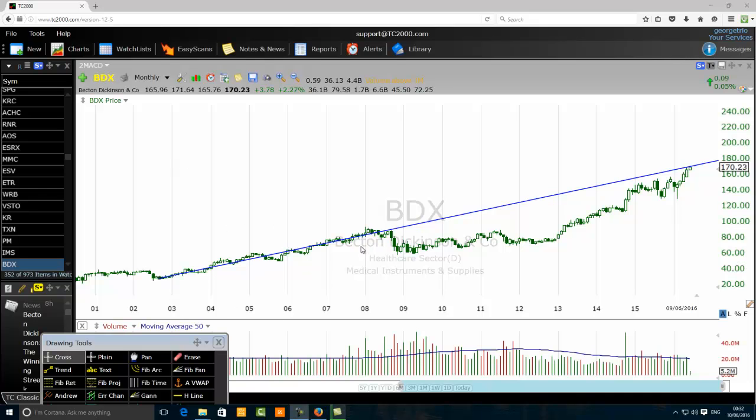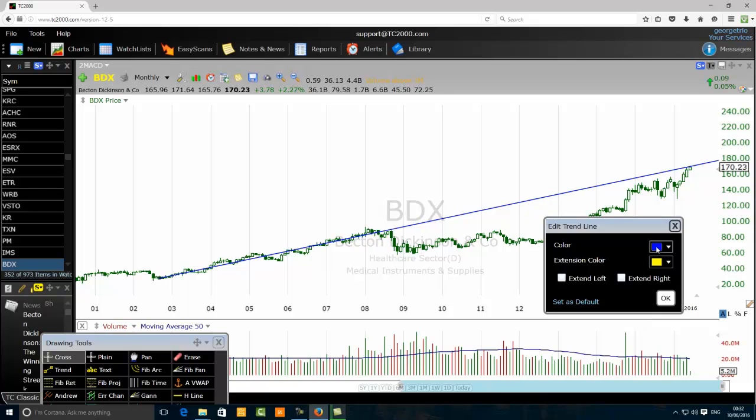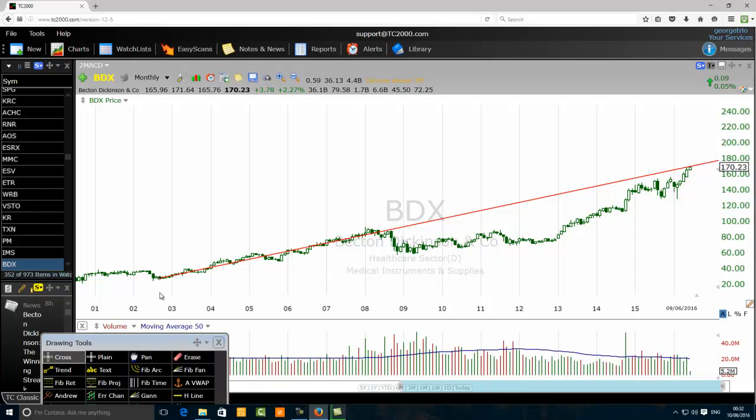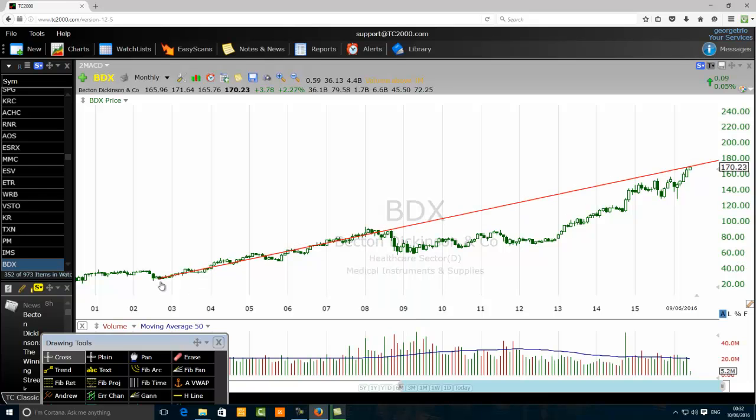All right, I have on my chart a bullish trend line. I'm going to color it now into red. You can see on my chart that from 2002 up to 2008, the price was rotating around that trend line.